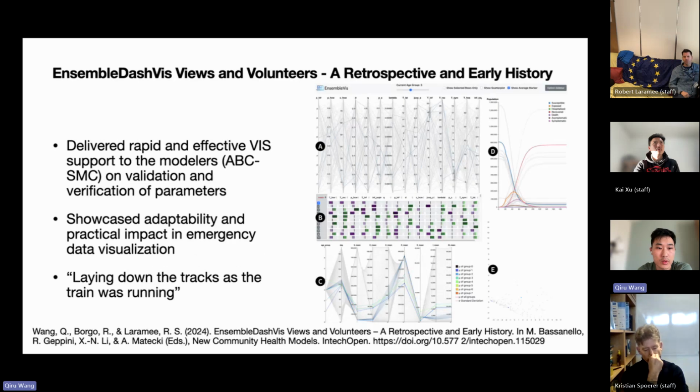Next is a special chapter published during this PhD. It's called Ensemble-Vis. It aimed to deliver visualization support to modelers who were working on this ABC SMC model, which stands for Approximate Bayesian Computation Sequential Monte Carlo Inference Model. What it does is it uses data related to COVID-19 collected in Scotland to predict potential future deaths.